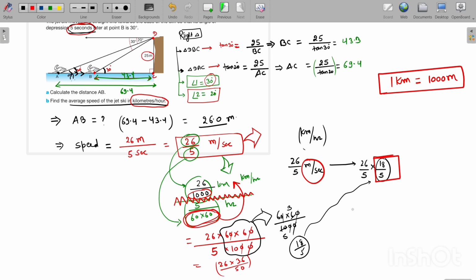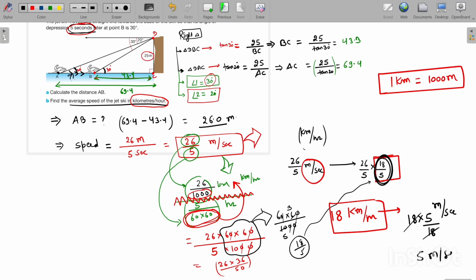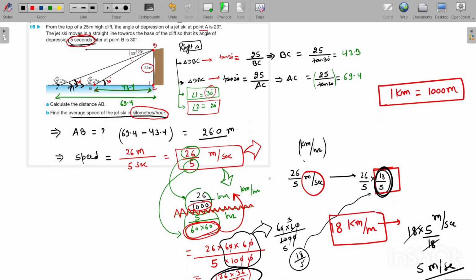If you have to do the reverse thing, suppose you have to find from kilometer per hour to meter per second, suppose I'm giving you 18 kilometer per hour. Can you convert it into the meter per second quickly? You have to multiply this 18 with opposite of 18 upon 5. Now you have to do 5 upon 18. So this will cancel out and it will be equivalent to 5 meter per second. Is it okay? So right now my answer should be this 26 into 36 upon 50. Whatever you will get, that will be your answer. Anyone have any doubt? Please ask.